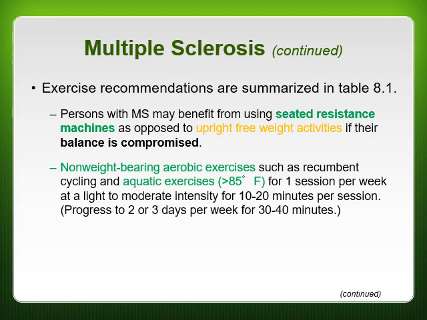Non-weight bearing aerobic exercises, same reason, right? Balance issues, like recumbent cycling or aquatic exercises, and they're giving you a little temperature recommendation here. Water should be greater than 85 degrees. 1 session per week, light to moderate intensity. Again, that's the kind of stuff that's in that table. Static stretching is preferred over dynamic stretching. Again, balance issues.